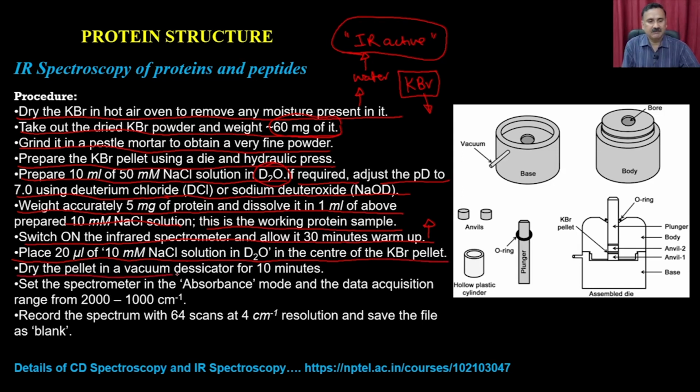Dry the pellet in a vacuum desiccator for 10 minutes. Set the spectrometer in the absorbance mode and the data acquisition range from 4000 to 1000 centimeter minus 1, and record the spectra with 64 scans at 4 centimeter minus 1 resolution and save the file as blank, which means first you are going to take the spectra of only the reagents or only the buffer.